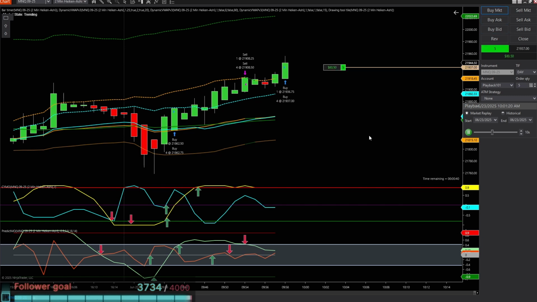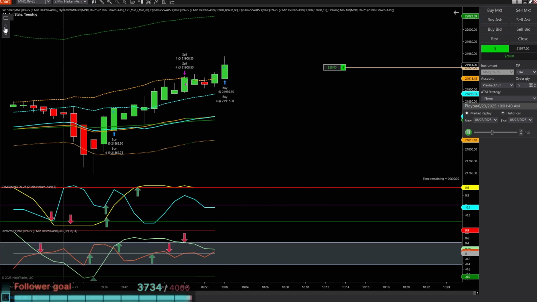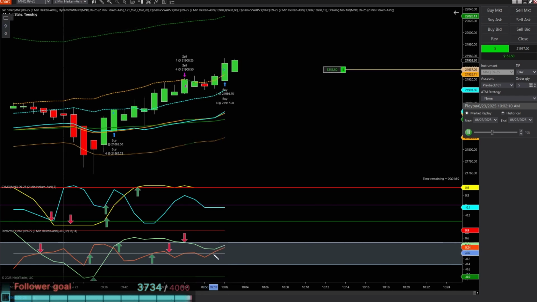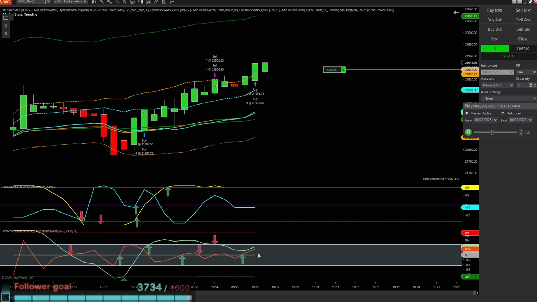This might be another potential move to the upside. Why? Because price is still above zero. We just had the predictor go above the zero line right there, guys. That's an entry to the upside as well. Momentum is still elevated here with SIMO. Let's see where this goes.